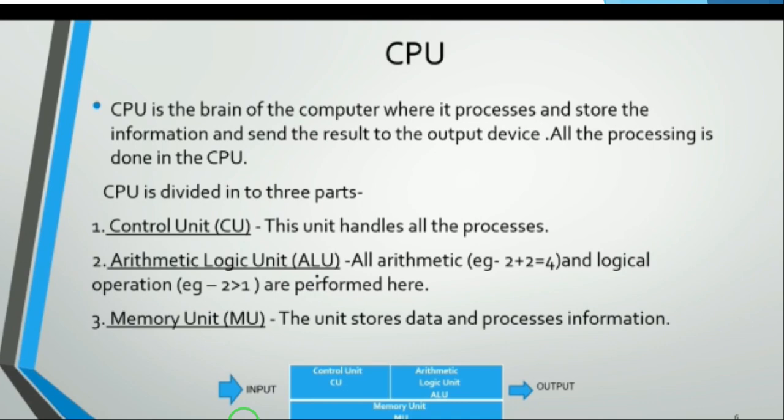And CPU is divided into three parts. The first one is control unit. The short form is CU. This unit handles all the process. The second one is arithmetic logic unit, ALU. All arithmetic and logical operations are performed here. And the last one is memory unit. It means MU. The unit stores data and process information. And in this diagram, when we input data, CPU processes it with the help of its three units and gives you the desired output.